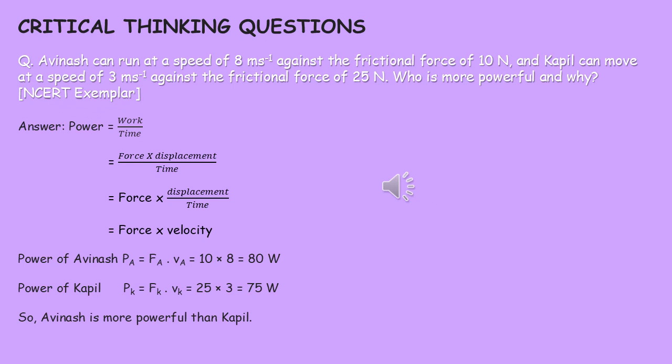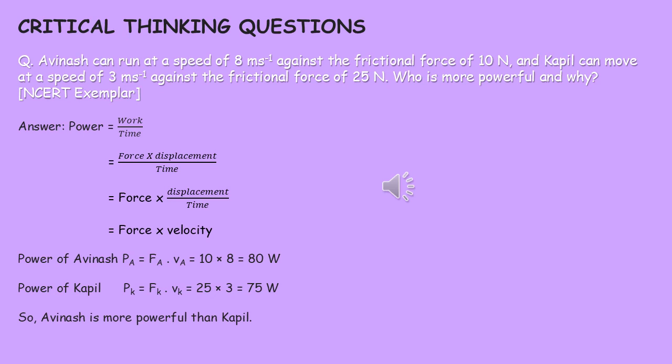Critical thinking question on power. Avinash can run at a speed of 8 meter per second against the frictional force of 10 Newton, and Kapil can move at a speed of 3 meter per second against the frictional force of 25 Newton. Who is more powerful and why? This is a question from NCERT exemplar.